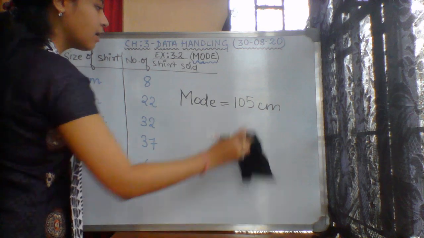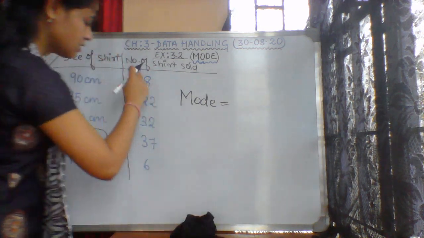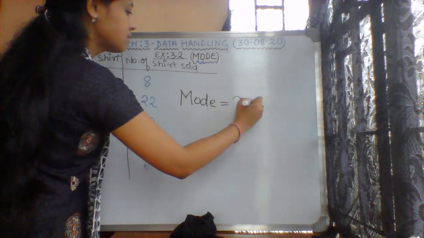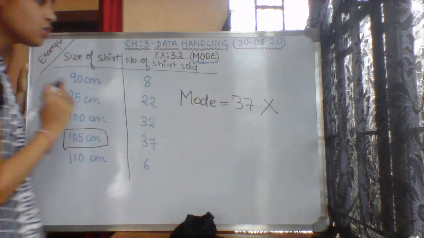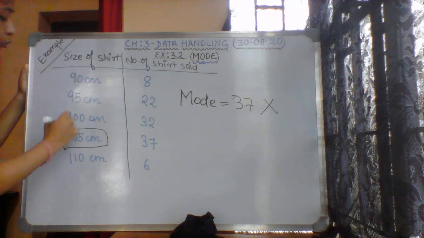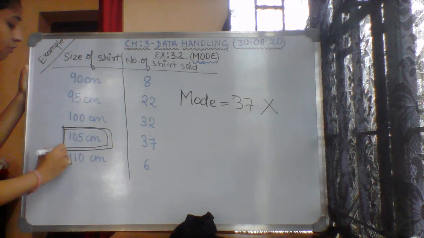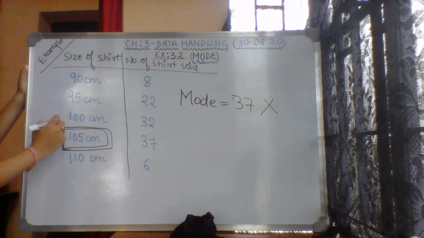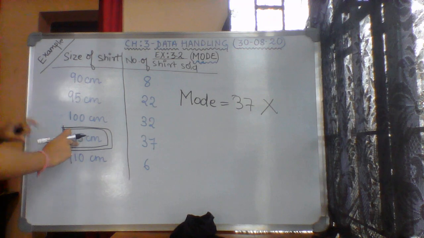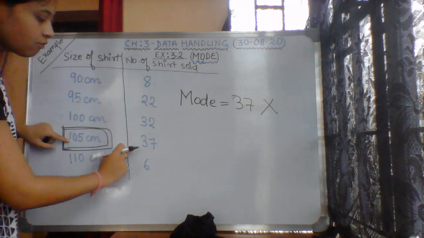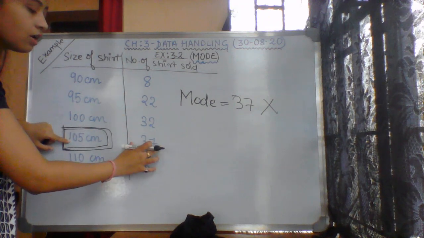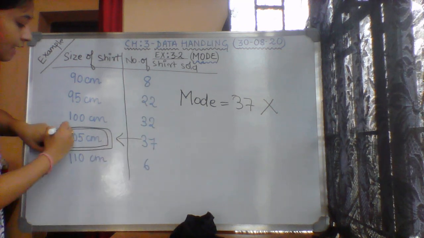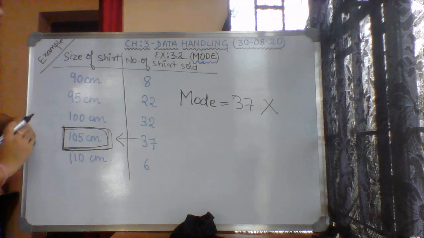You will be writing here mode 37. You will just see that 37 is the highest frequency and you will just write here 37. No, it is wrong. Mode means which observation. This is our observation. These are all our observations. Okay. So which observation is occurring most of the time? This frequency will help us to determine which observation is occurring most of the time. But our answer will be that observation which is occurring most of the time.